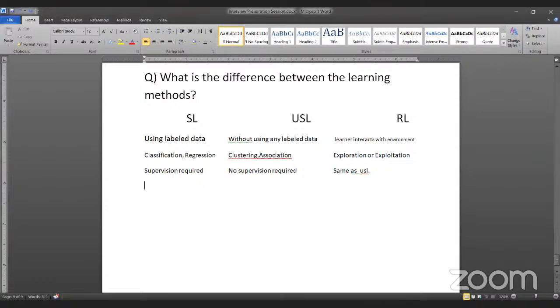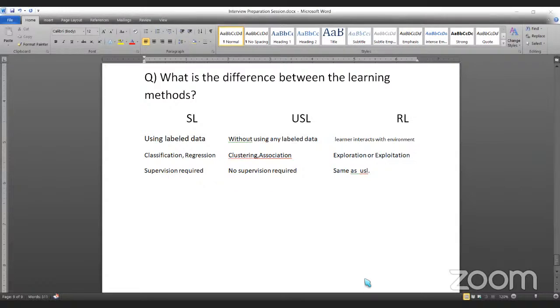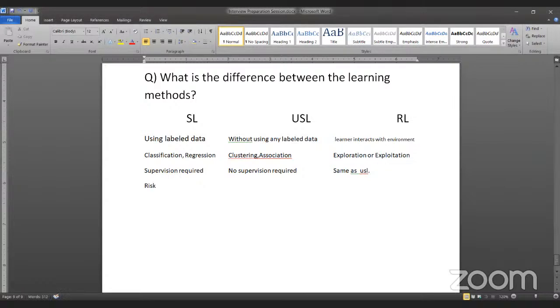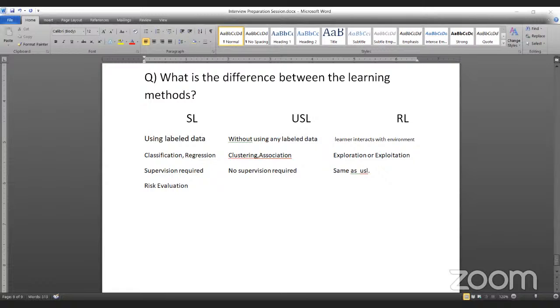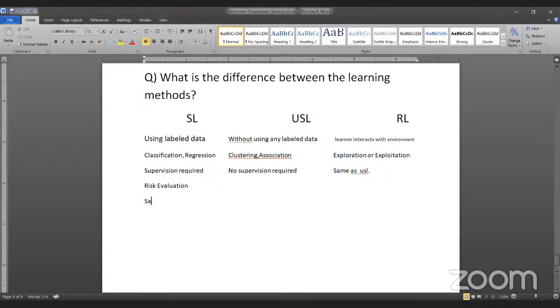Apart from that, if we talk about where supervised learning is used, supervised machine learning can be used for risk evaluation, and also for sales forecast.